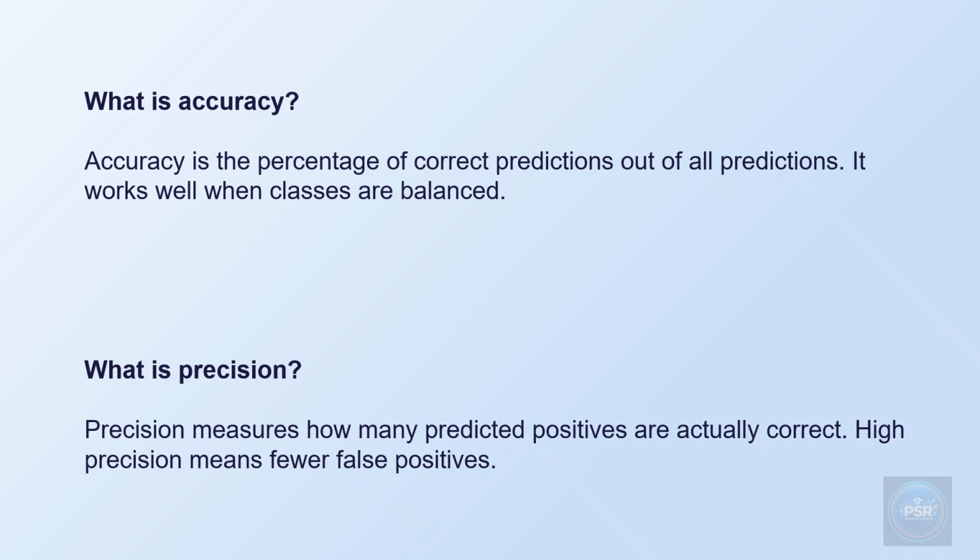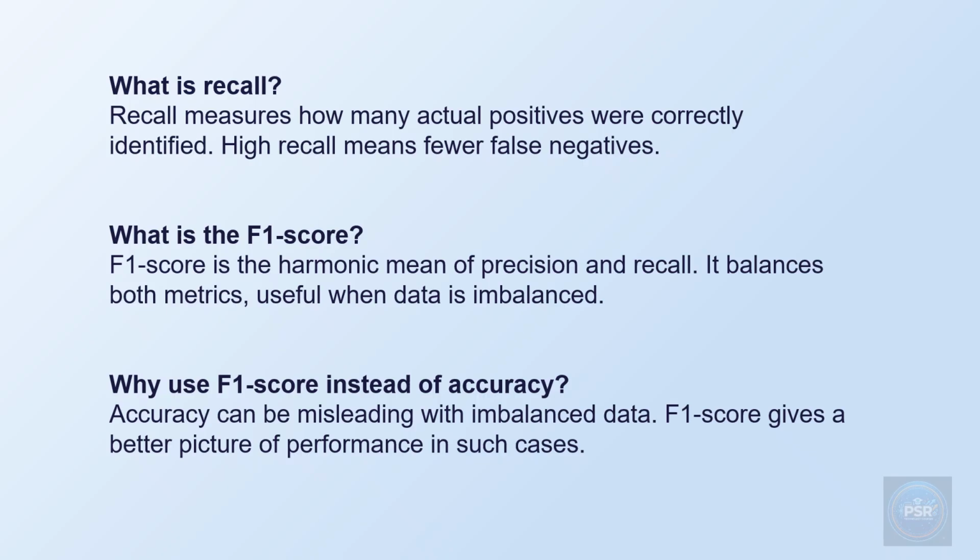What is accuracy? Accuracy is the percentage of correct predictions out of all predictions. It works well when classes are balanced. What is precision? Precision measures how many predicted positives are actually correct. High precision means fewer false positives. What is recall? Recall measures how many actual positives were correctly identified. High recall means fewer false negatives.